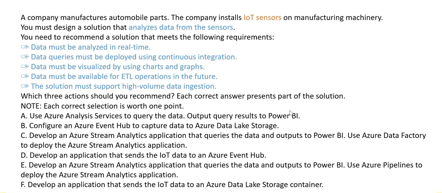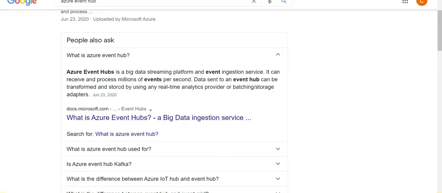So at a high level, what we get from the question is there are IoT sensors. That means there is some IoT data being sent. Whenever IoT data is being sent, Event Hub will come into play. So what is Event Hub? It is a big data streaming platform. It can receive and process millions of events per second.